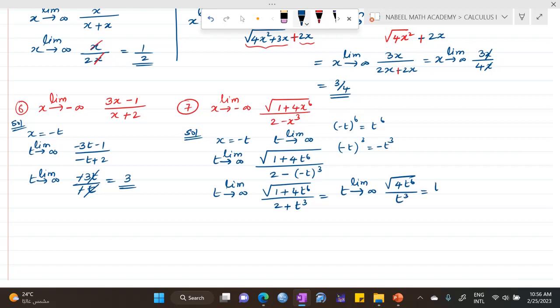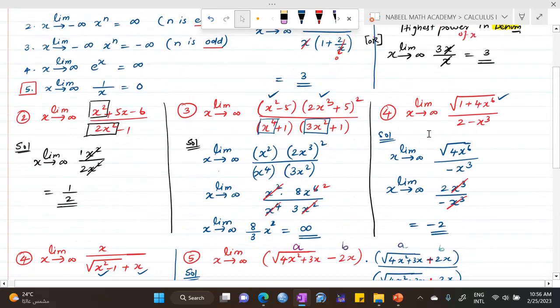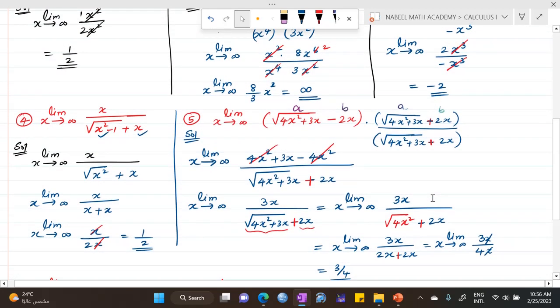Now when you apply the limits separately, what happened? It becomes 2t³ over t³. So t³ cancels. So the answer will be 2. So if you apply the limit as x approaches minus infinity, the answer is 2. When x approaches plus infinity, the answer is minus 2. So be careful while doing this one.